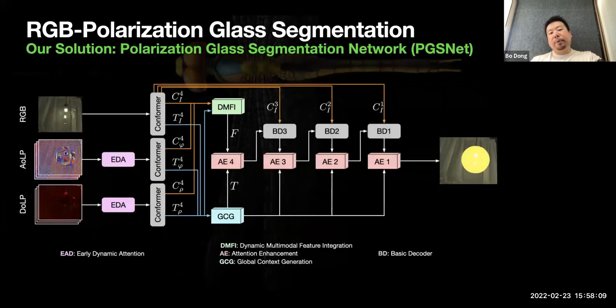That's why we propose our polarization guided glass segmentation network, or PGSNet. As the first step, we develop a component to balance the different contributions from different color channels, because as we just discussed, at certain angles the polarization has different cues, either similar cues, different cues, or weak cues.